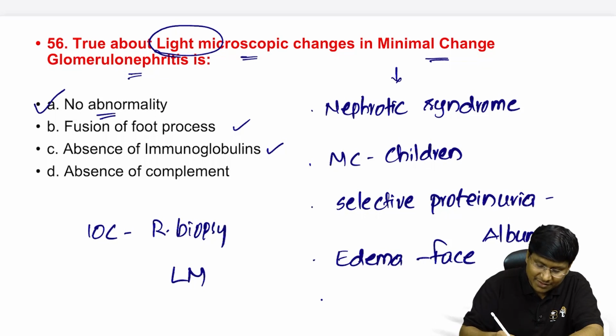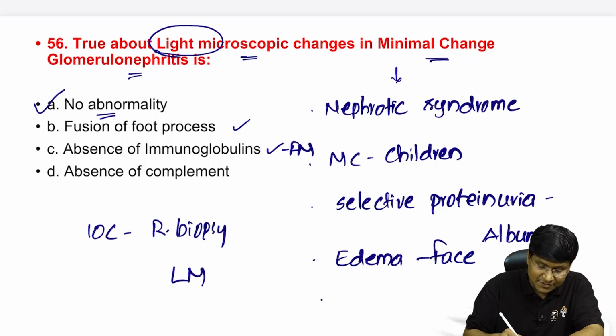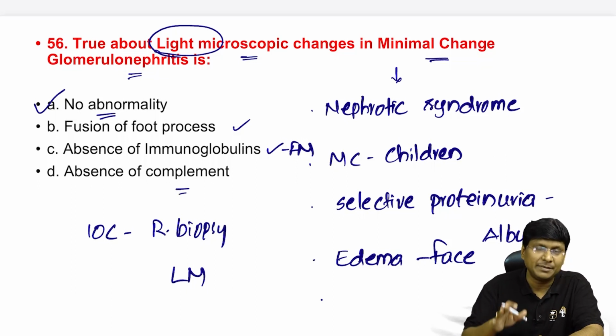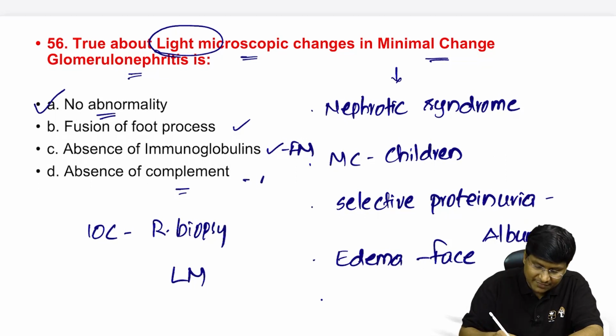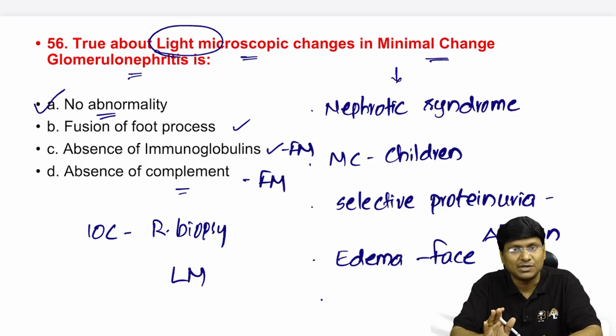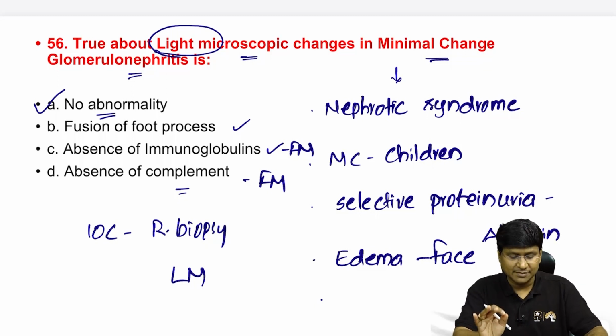In order to check for the immunoglobulins, you need to do fluorescent microscopy. And even the absence of complement will be there in minimal change disease, but you have to observe that under fluorescent microscopy, not light microscopy. So the answer is no abnormality is observed under the light microscopy in case of minimal change disease, right?